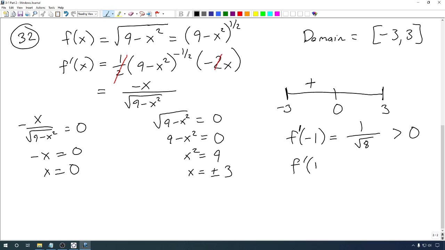We go ahead and look at 1 instead. So looking at between 0 and 3, I'm going to pick a test point of 1. I plug those in. That actually doesn't really change much on the bottom because the square got rid of the negative anyways. But it does leave this negative on top. I'm going to get a negative 1 over the square root of 8, which is a negative number this time. So we have a negative number here.